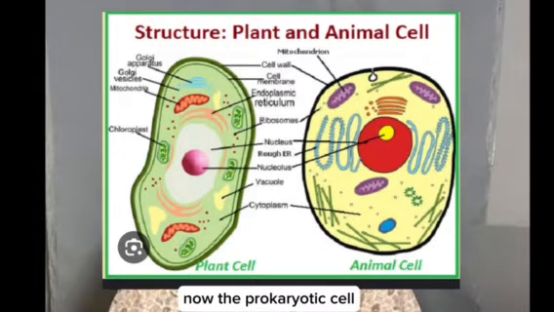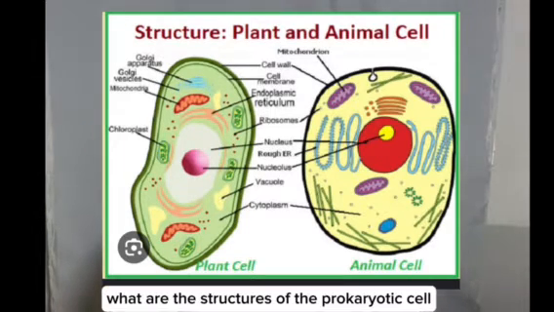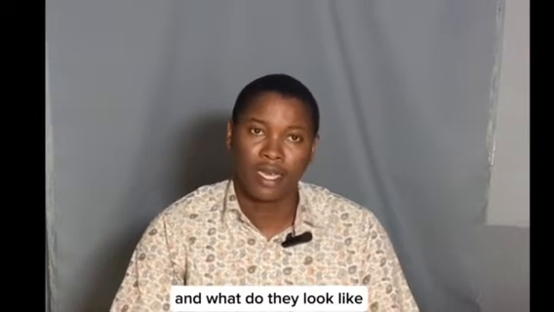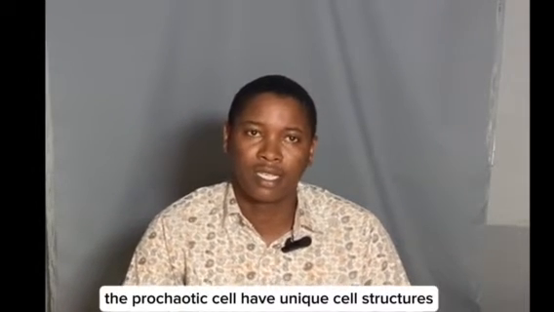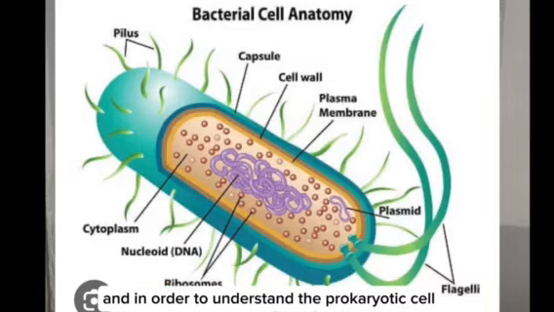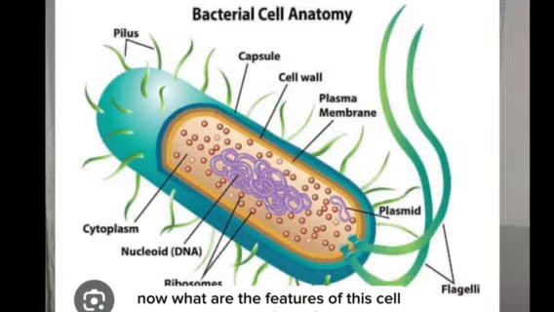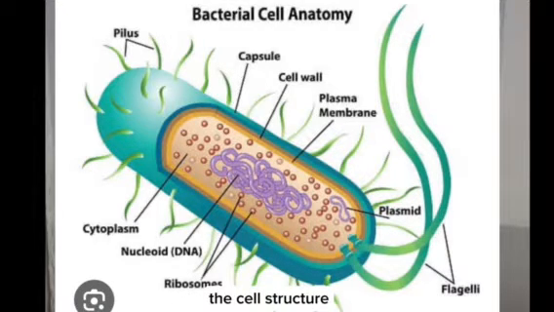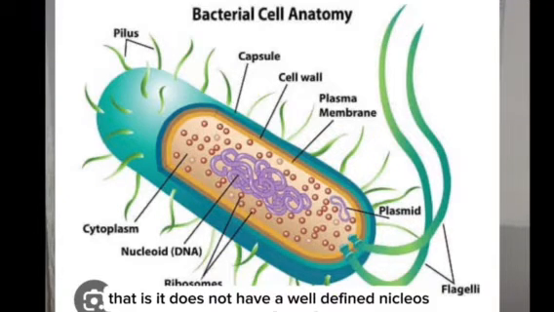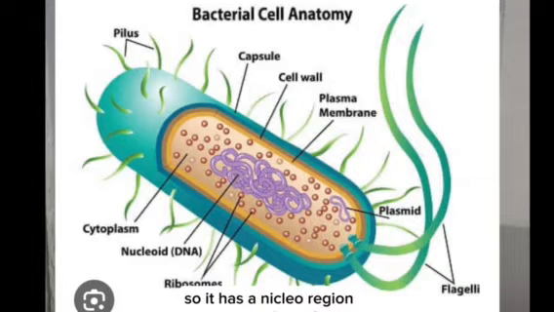Now, the prokaryotic cell, what are the structures of the prokaryotic cell and what do they look like? The prokaryotic cell has unique cell structures, and in order to understand the prokaryotic cell, we must always think about the typical bacterial cell. Now, what are the features of this cell and what do they look like? The cell structure. First of all, a prokaryotic cell has a nucleoid region. That is, it does not have a well-defined nucleus. So it has a nuclear region.